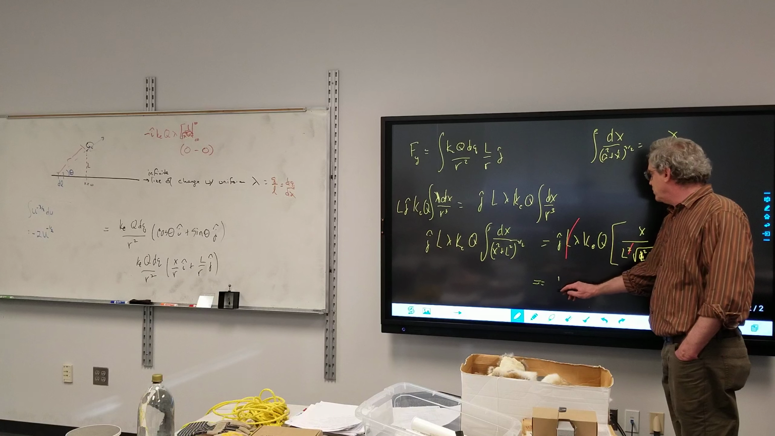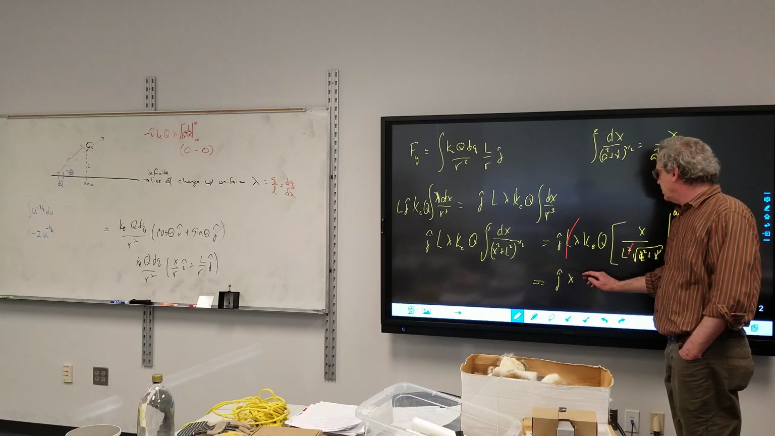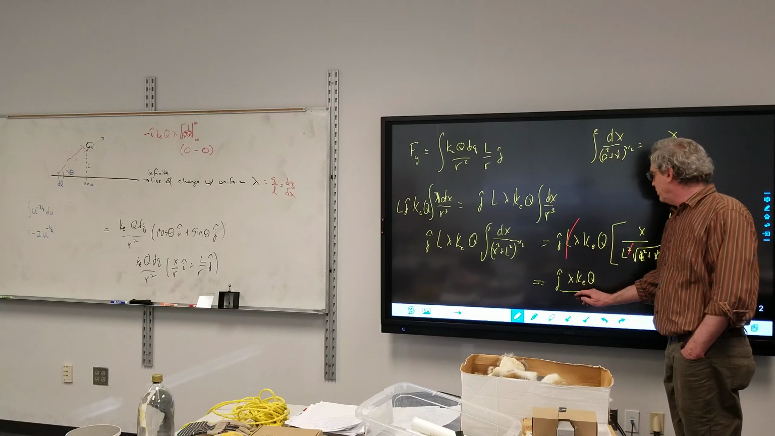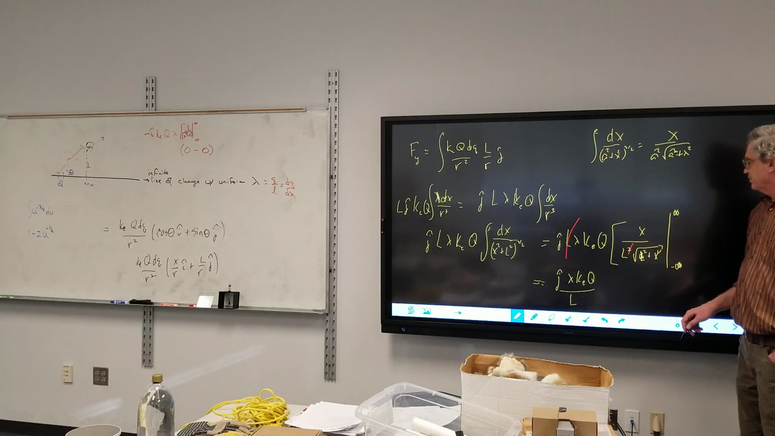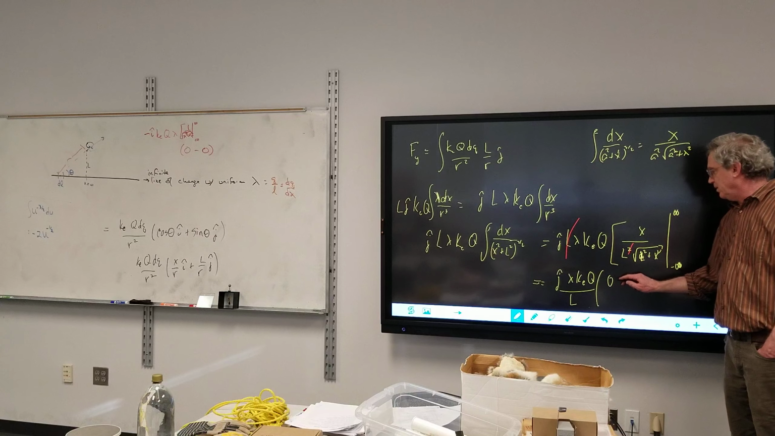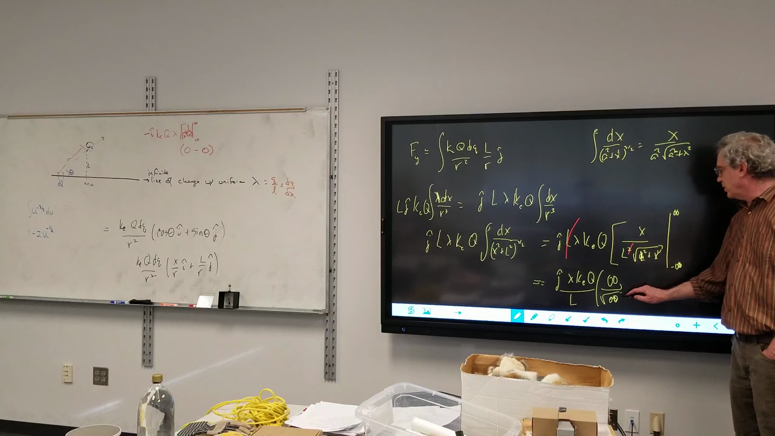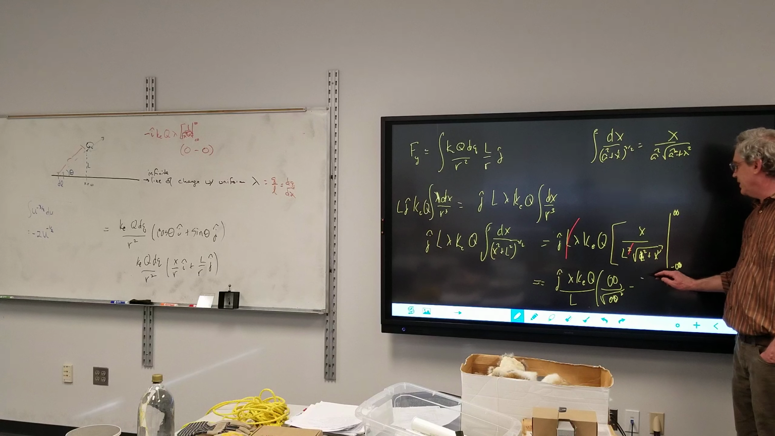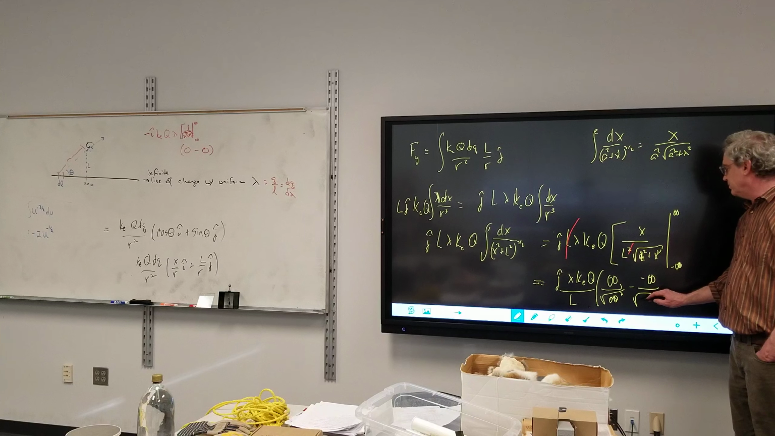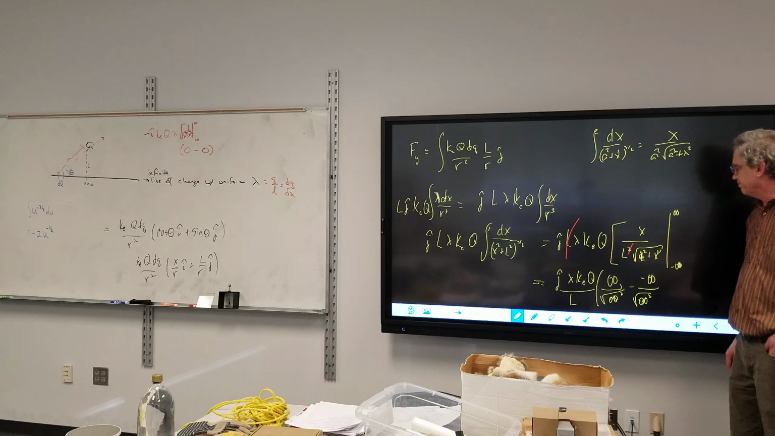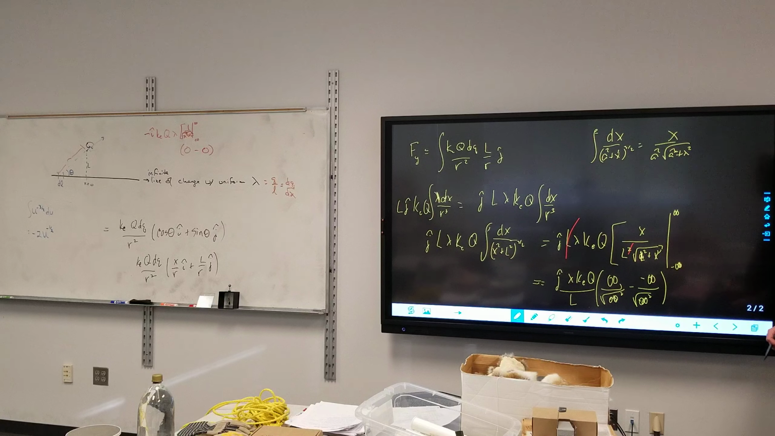So I have j hat lambda k sub e q over L times infinity over the square root of infinity squared, minus negative infinity over the square root of infinity squared. Absolutely horrible math notation, perfectly fine in physics. Can that be indeterminate? No, it is not indeterminate, it is very determinate.